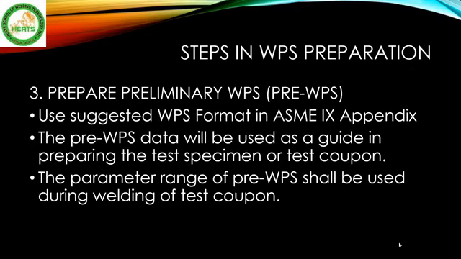Third, after deciding the processes and material you need, you prepare a preliminary WPS, or we call it pre-WPS. You can use the suggested WPS format in the ASME 9 appendix. The pre-WPS data will be used as a guide in preparing the test specimen or test coupon. So the parameter range of the pre-WPS shall be used during welding of the test coupon, including how the test coupon is prepared.